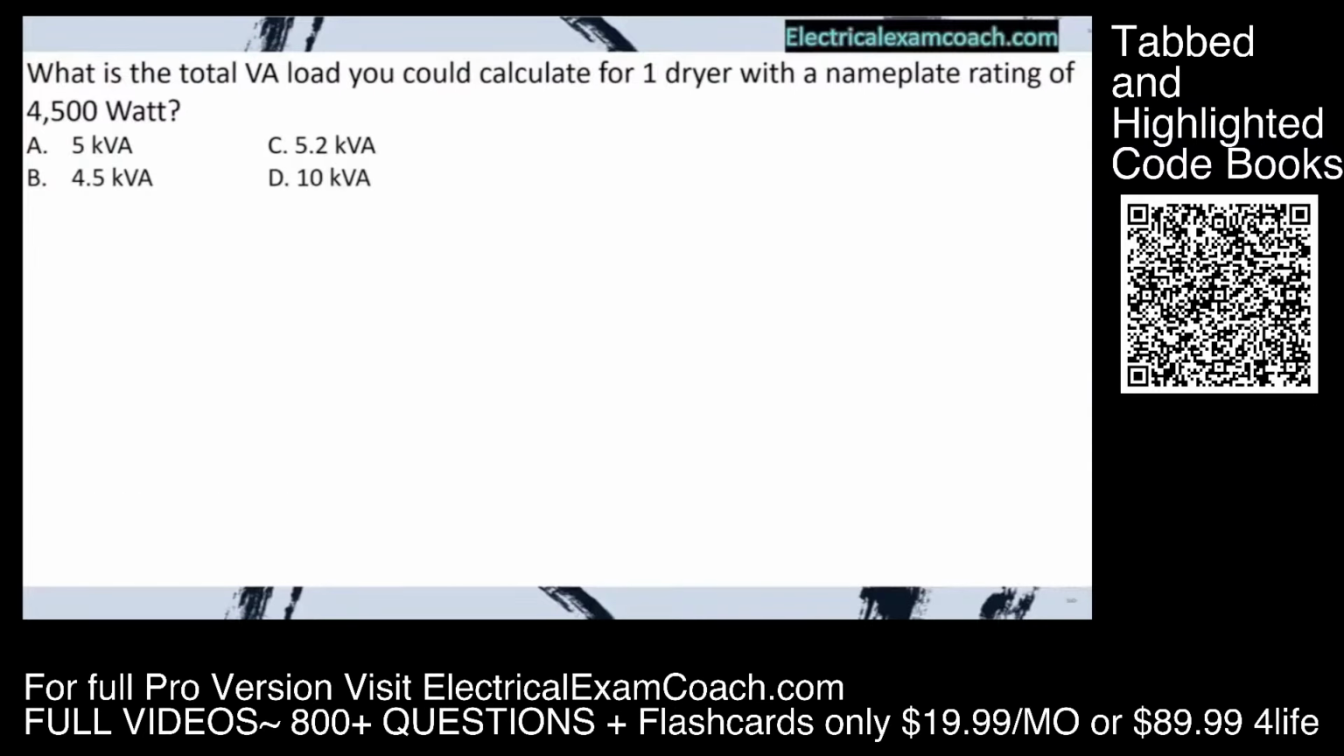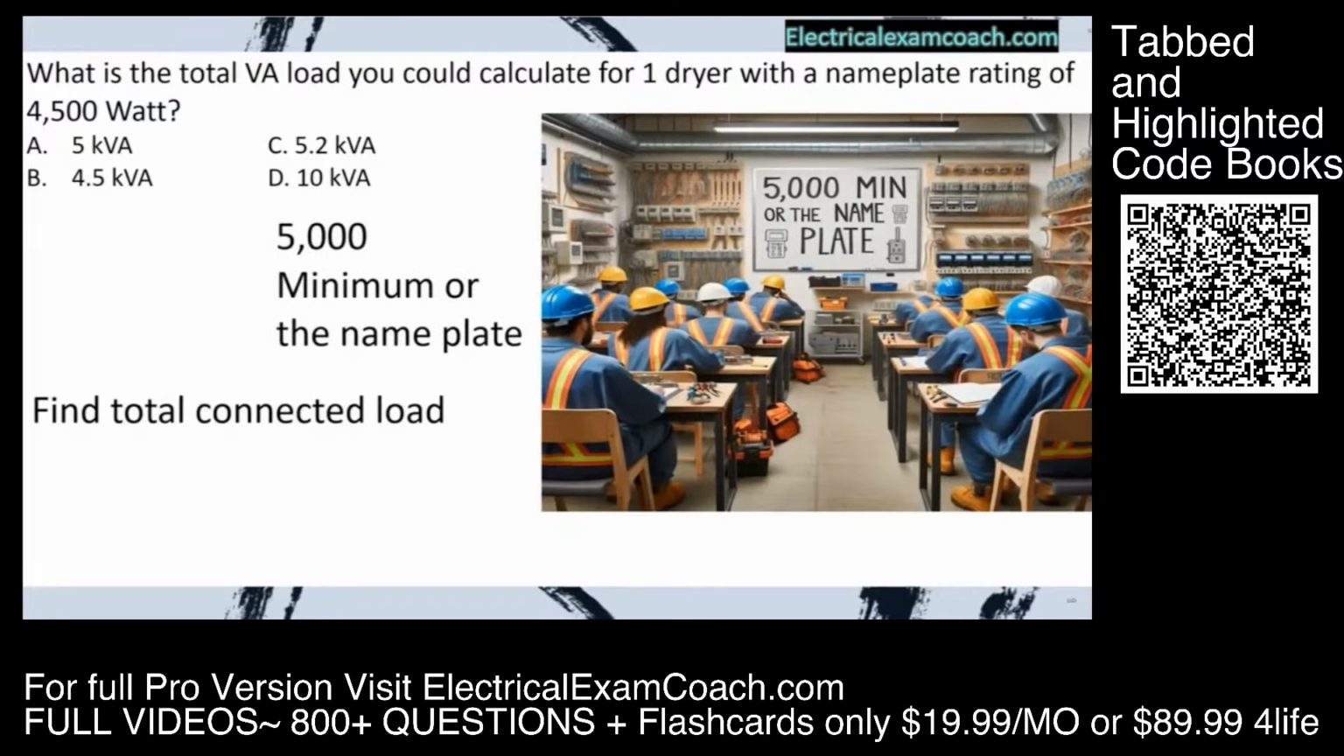What is the total VA load you would calculate for one dryer with a nameplate rating of 4,500 watts? First, we find the total connected load. For this, we know that we have to do a 5,000 minimum or the nameplate, whichever is greater. So the 4,500 is gone and the 5,000 remains.